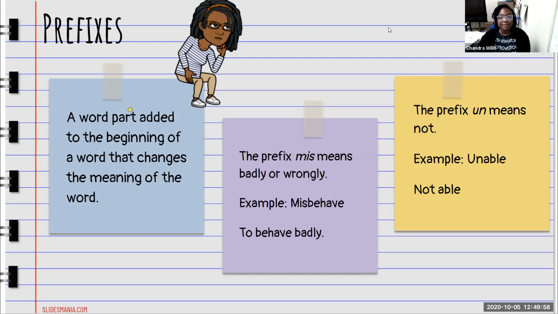That is one. Okay, let's look at the prefix un. The prefix un, what does that mean? I want to have Kenya. Kenya, can you tell us what does the prefix un mean?